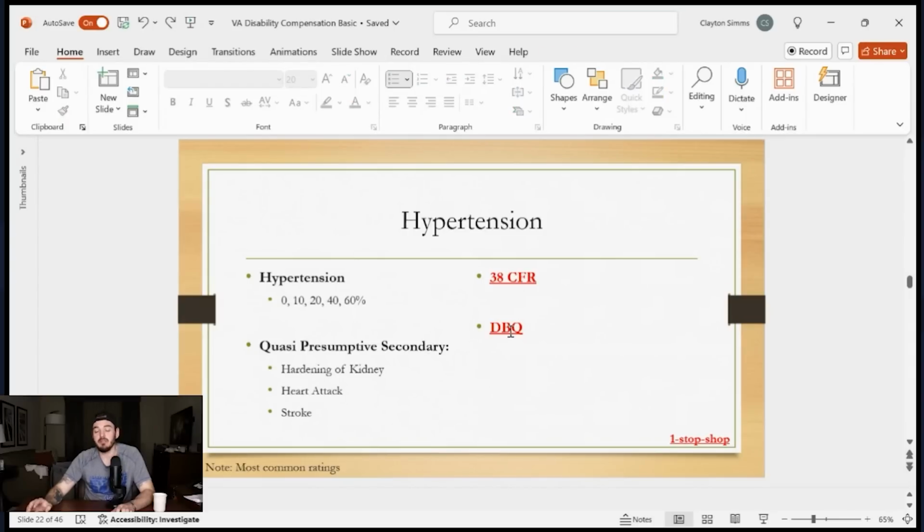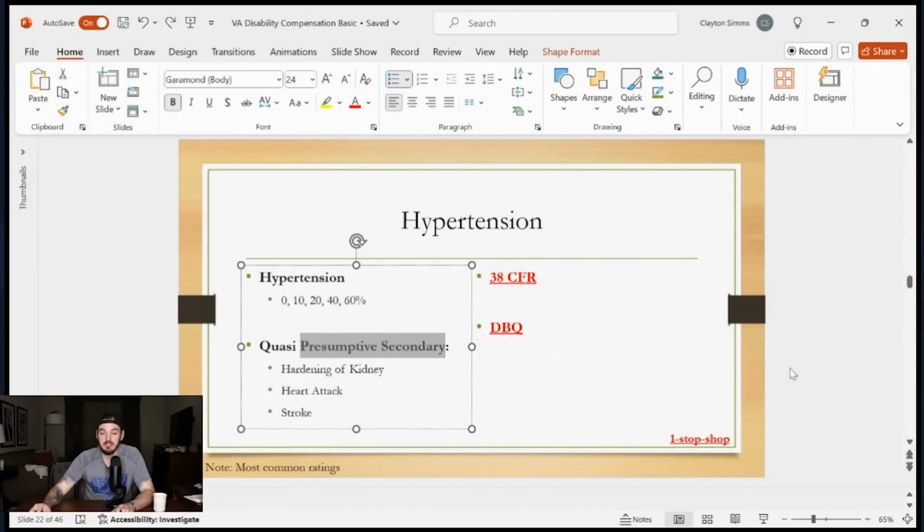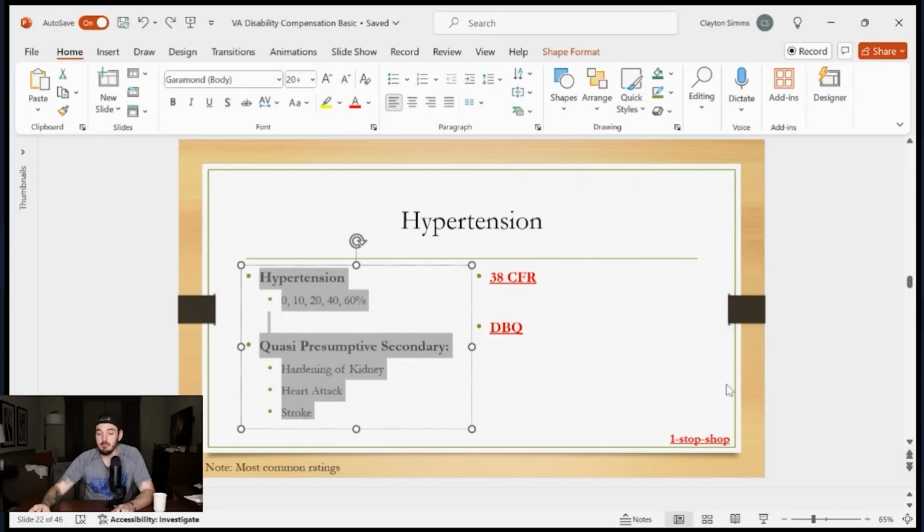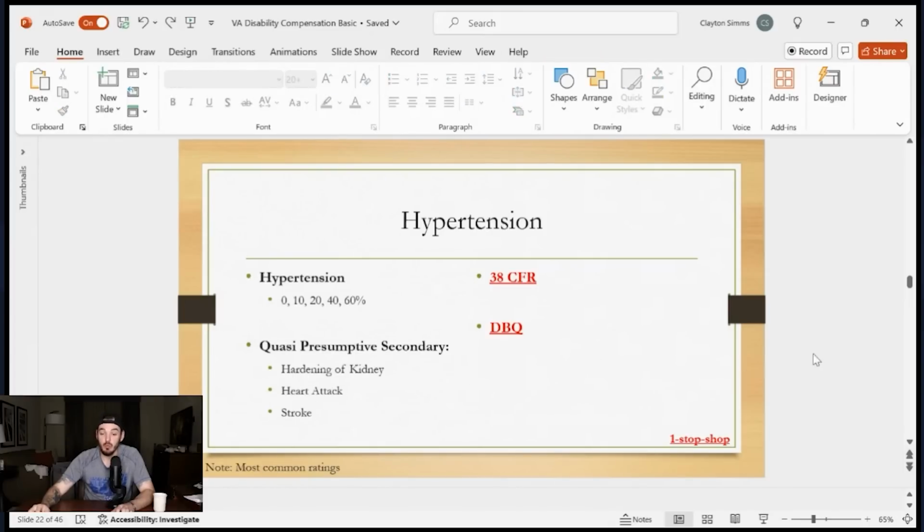38 CFR DBQ references here. And then we have presumptive secondaries from hypertension, like hardening of the kidney, heart attack, and stroke. Lots of DIC benefits implications there with that.